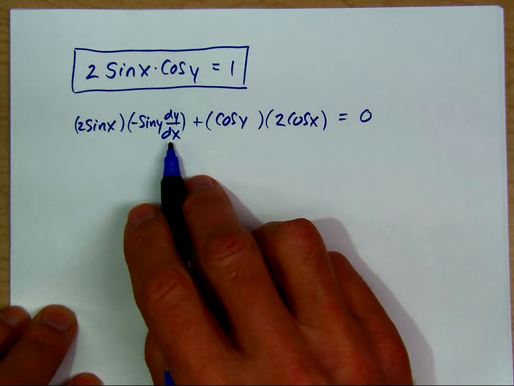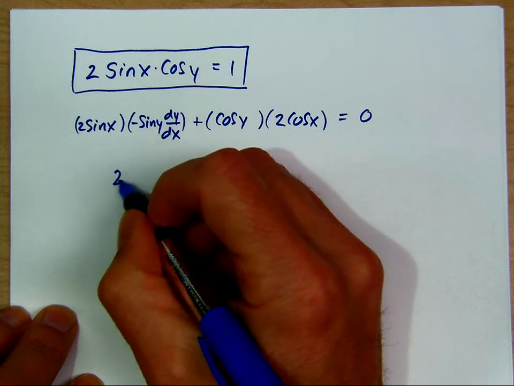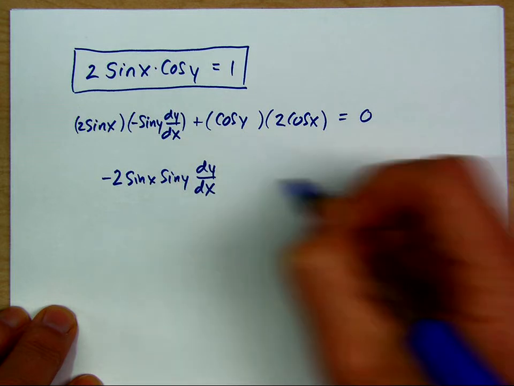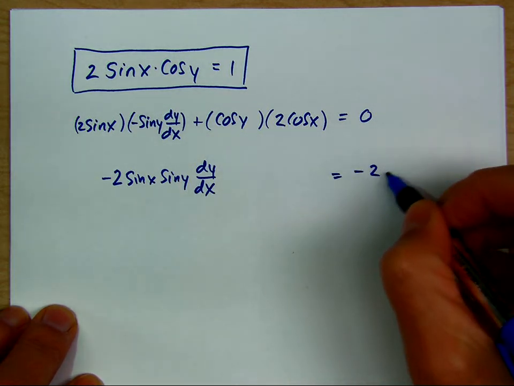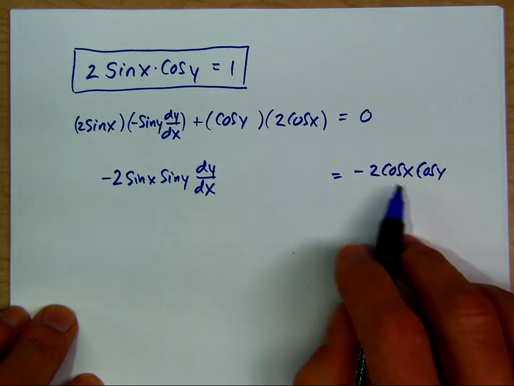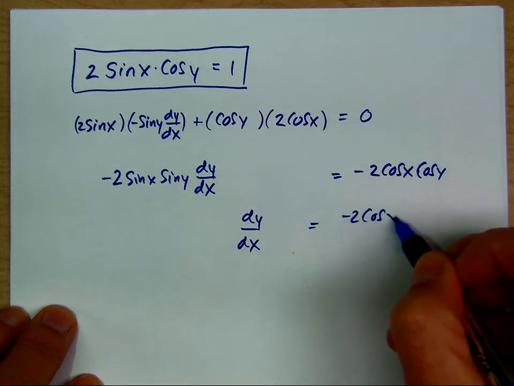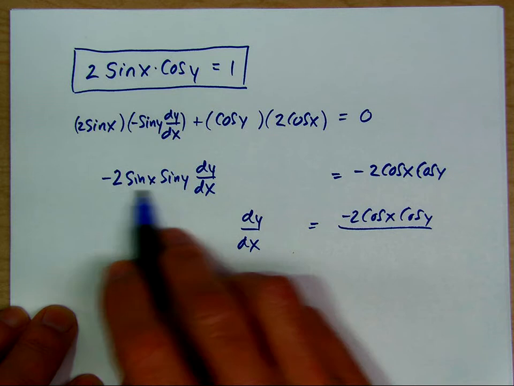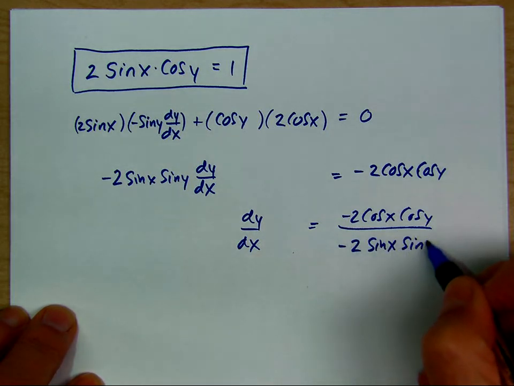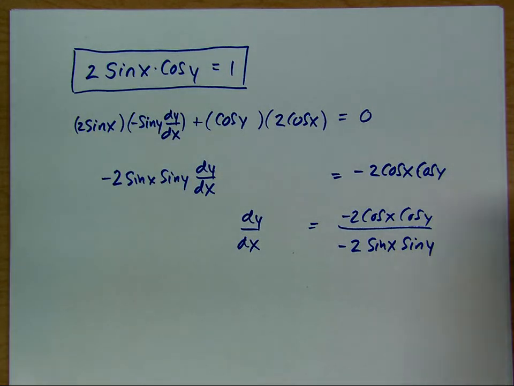All right, isolate dy dx, so we'll subtract this, and over here we have negative 2 sine x sine y dy dx, and we'll have negative 2 cosine x cosine y. Subtract that, we'll get that. So dy dx is divided by that. And we could rewrite it with cotangent, but I'll just leave it like that.